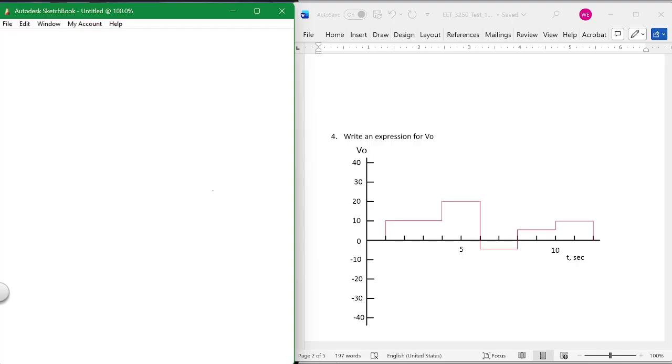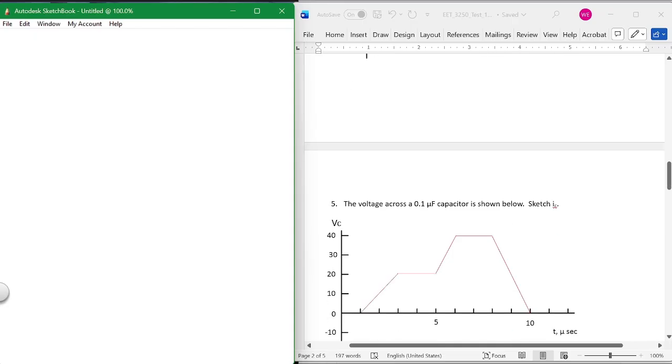Okay, so it is 10 u of t minus 1 plus 10 u of t minus 4 plus 25, or minus 25 u of t minus 6 plus 10 u of t minus 8 plus 5 u of t minus 10 minus 10 u of t minus 12. Anyway, most of you got it or almost got it. If you almost got it, I give you credit for it. That's that one. Everybody got it, pretty much.